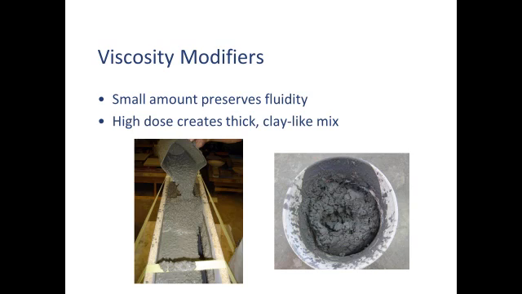If you want to make a variegated face coat out of GFRC, you can just use less water and a little bit of viscosity modifier, and bam, you've got a nice clay-like concrete to work with.